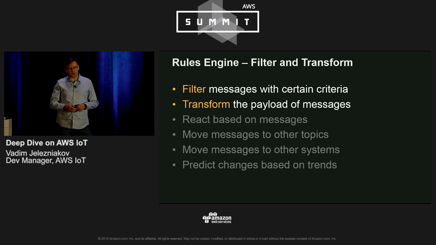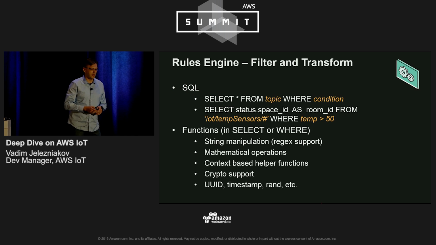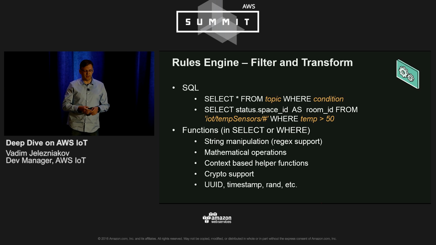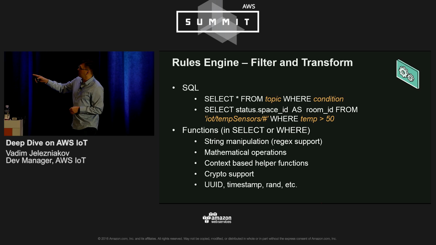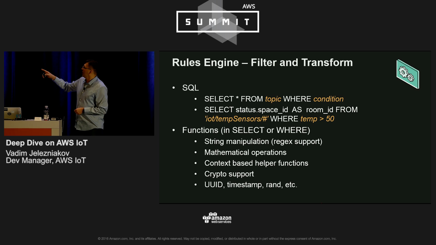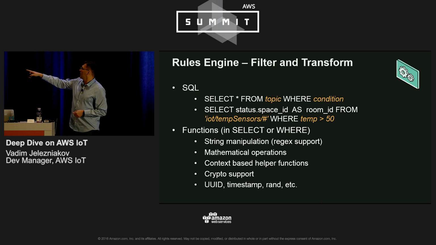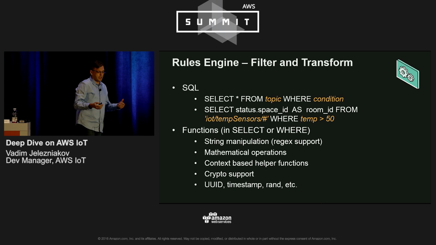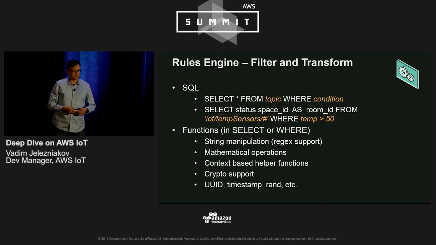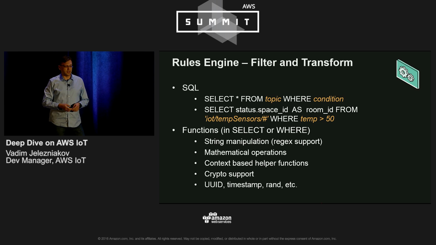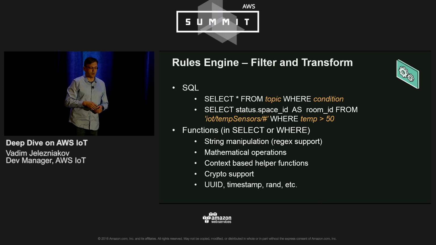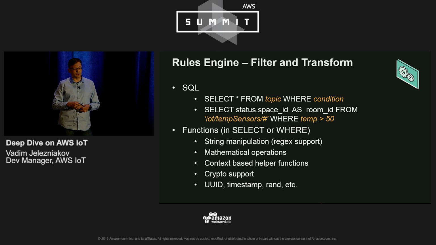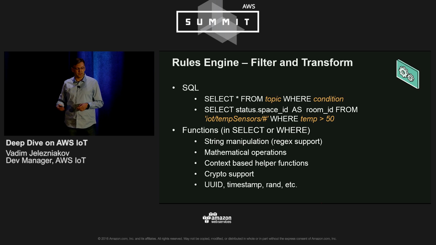If we're talking about the first group of capabilities within the rules engine, filter and transform, this is how it's implemented in the rule itself. As you can see here, in the SQL part of the rule, you can select some elements from the payload, and you can name them differently. In this case, you select a space ID key under the status key, and you name it as a room ID. And you only do it for devices that report the temperature above 50 degrees in this case.